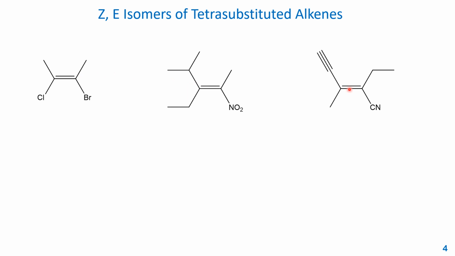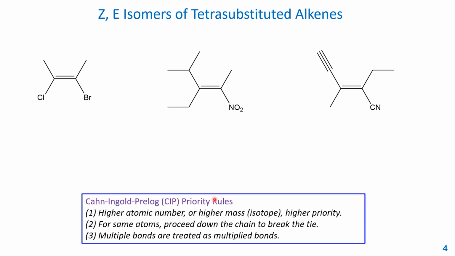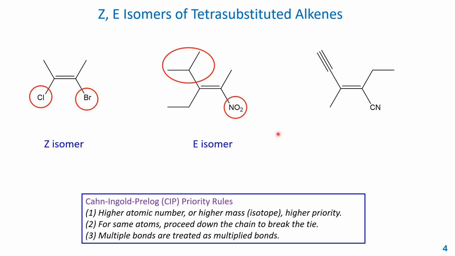I'll give you three examples of tetrasubstituted alkenes. For this one, again, use the same rule, right? Chloro versus methyl, so chloro is higher, okay? Use this CIP rule. Chloro is higher than methyl. Bromo is higher than methyl. So the two higher priority groups are on the same side of the double bond, so that's the second step, that's the Z isomer. In this example, we have isopropyl and ethyl on this vinylic carbon. Isopropyl is higher. And then the other vinylic carbon has methyl and a nitro group. Nitro is higher because nitrogen has a higher atomic number than carbon. Okay, so that will be the E isomer.